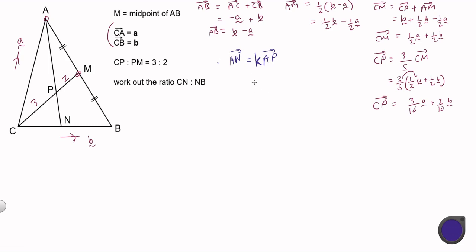Now what I'm going to do is work out A to P with what I know already. To get from A to P, if you look at the diagram, you start at A and you go to C, and then from C to P, which we already know is here. I'm going to use that information later on. A to C is minus A, and then C to P, I already know, is here.